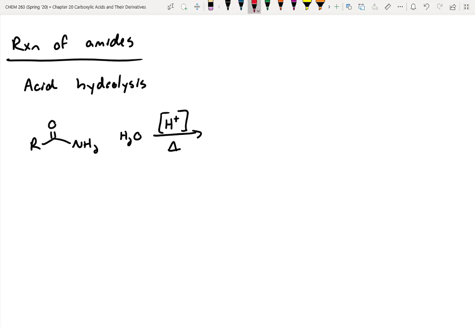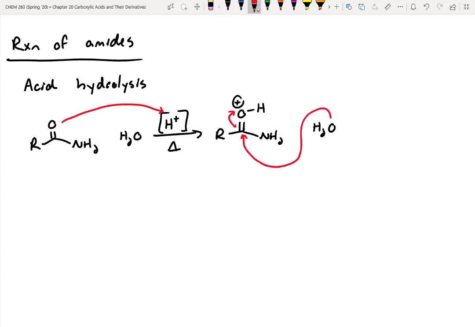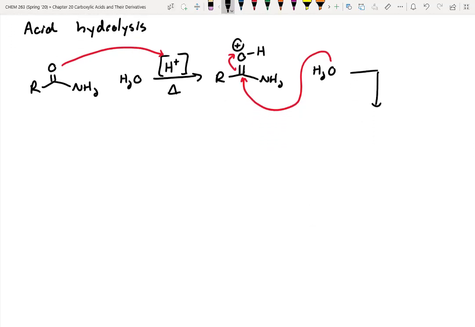So what occurs in the first step is protonation of our carbonyl. That makes this a really good electrophile. And then in your next step, water as a nucleophile can attack in to give you a tetrahedral intermediate. And this tetrahedral intermediate is then going to help us by doing a proton transfer, but let's go ahead and get this drawn out.